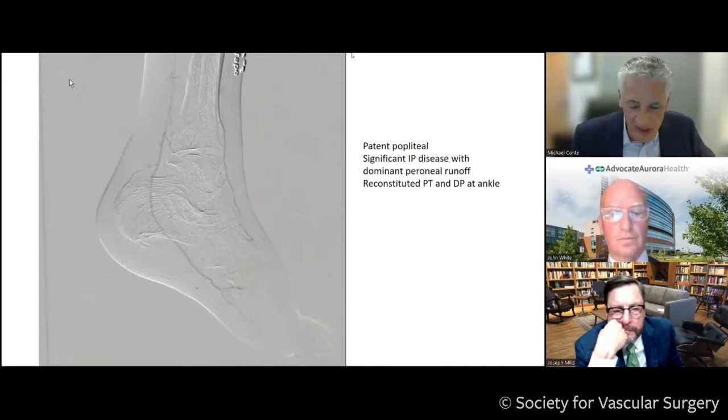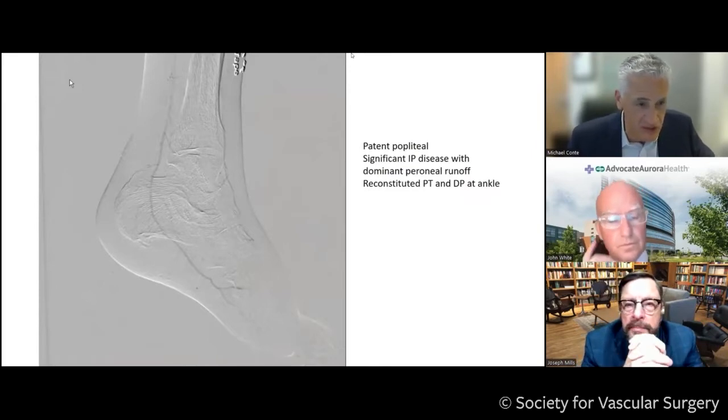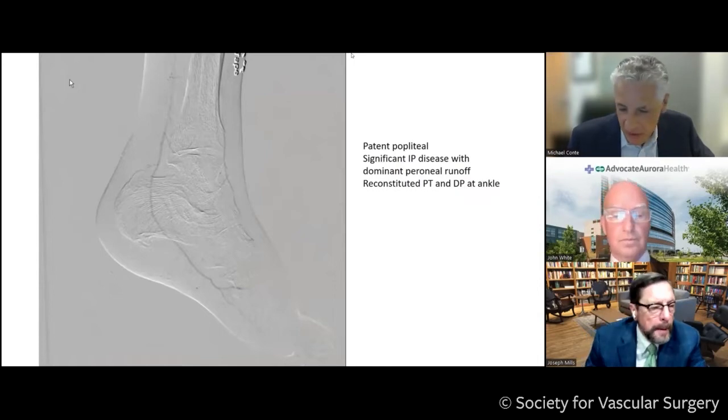Okay, with this case as a background, let's get started with thinking through how to approach a patient like this with CLTI and all the issues related to revascularization.